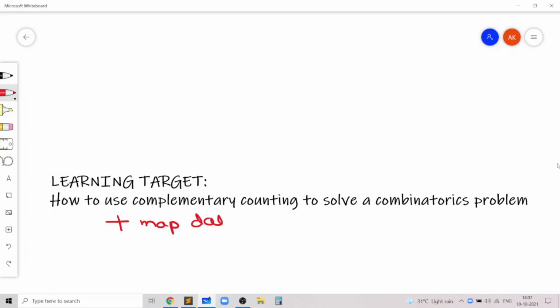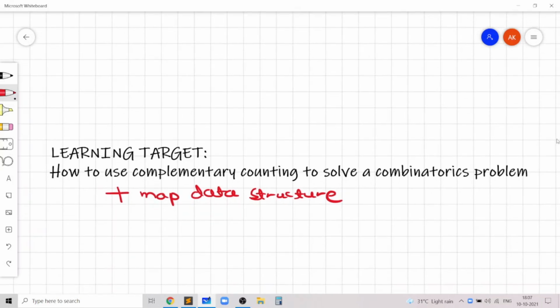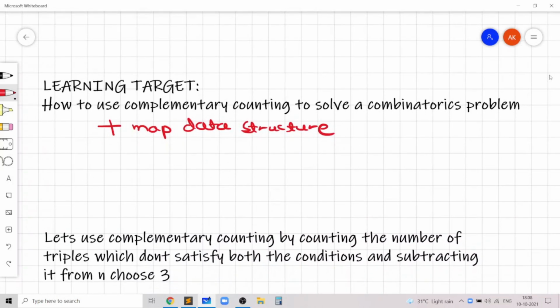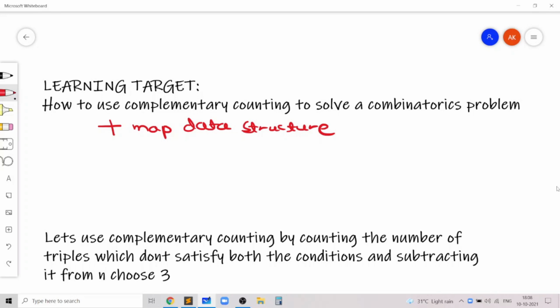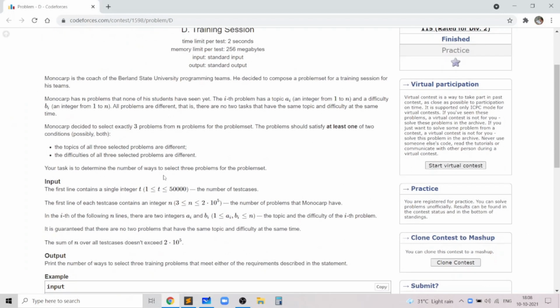And complementary counting is a fundamental counting technique in which we count how many triples don't satisfy the condition and subtract that from the total number of possible triples. So in this problem, we are basically needed to find the number of triples of problems from n problems such that the topics of all three selected problems are different or the difficulties are all different.